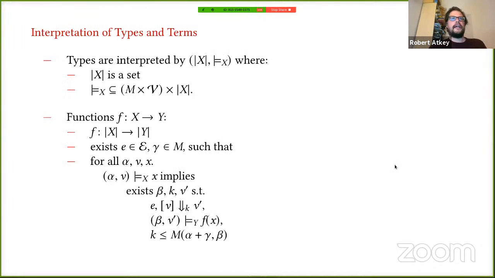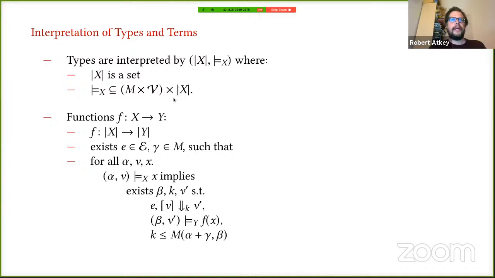And then to construct a model of the calculus, I won't go into all the details, but let's just say that types are interpreted as a pair of a set and a realizability relation. So X is the extensional content of the type. This is the set of values that the type contains. And the realizability relation says that for this resource and this value in our operational semantics, realize this actual extensional value.